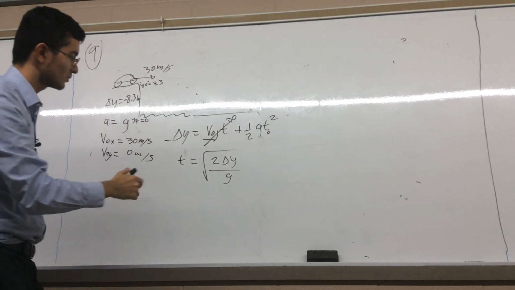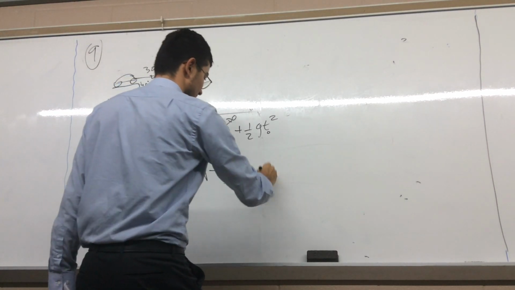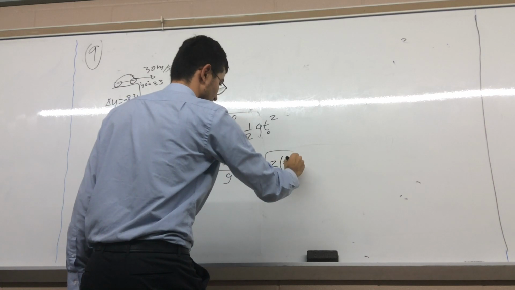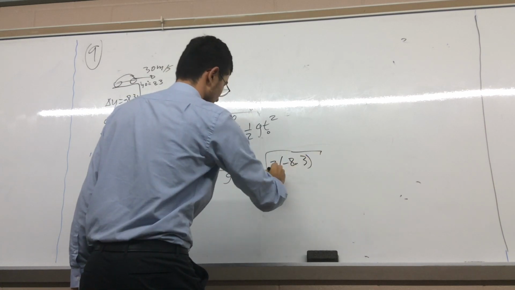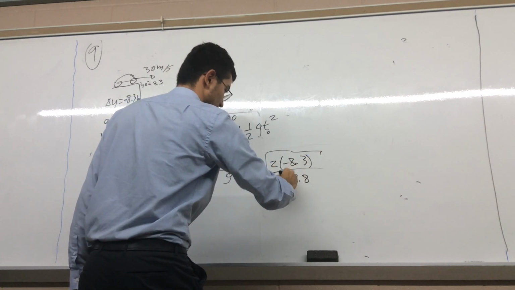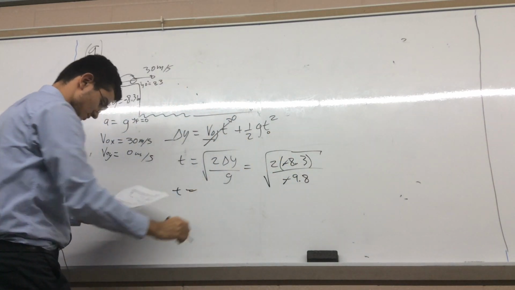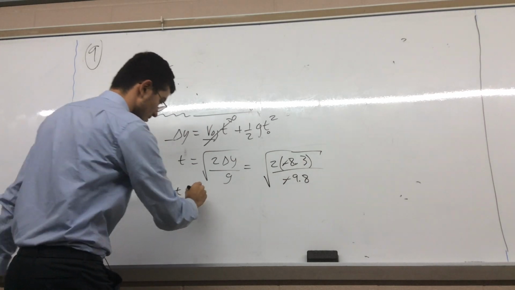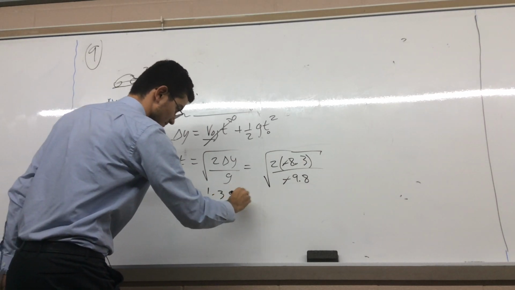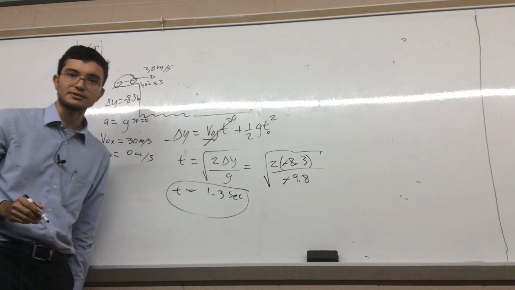Okay? So if we plug that in, we have the square root of 2 times negative 8.3, divided by negative 9.8. And the negatives cancel. So the time it takes should be 1.3 seconds, if you plug it into your calculator.